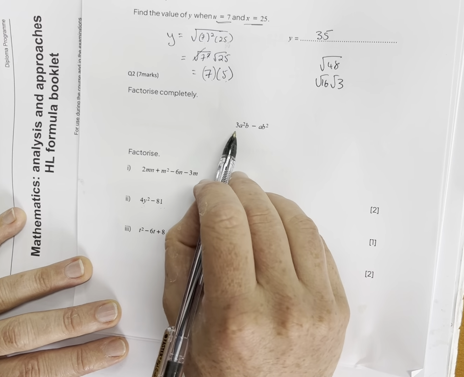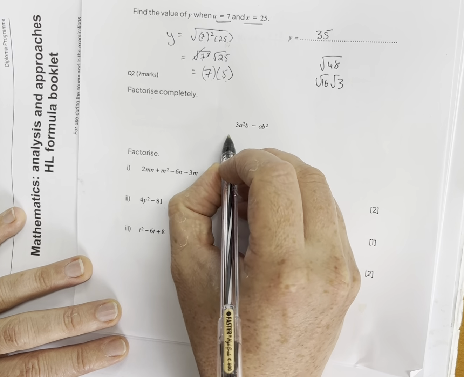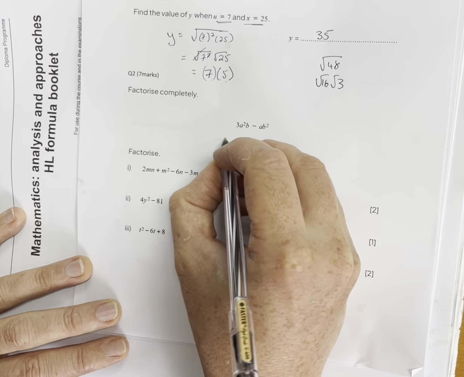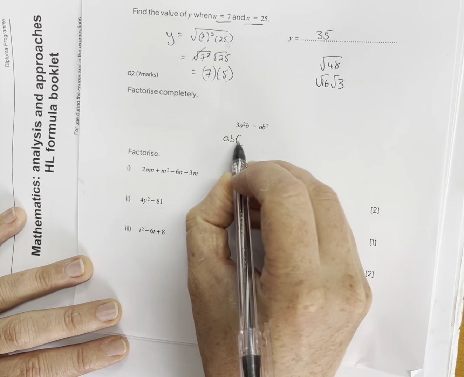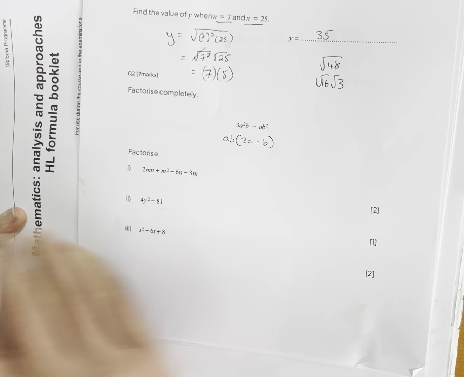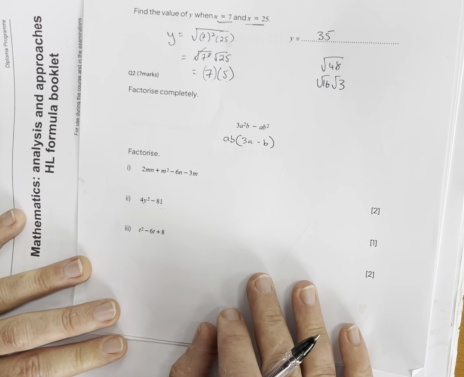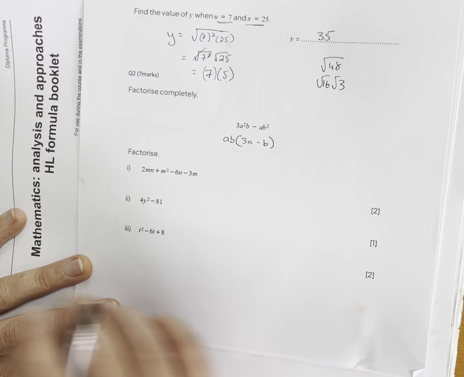Okay, so let's get to this one. I'm going to think it's just common factor. So if I see what's common to both, I think ab is common to both, and then I'll have a little look at what's left behind. 3a from the first one minus b here, and I don't think I can do any more than that. That'd be 2 marks for that.